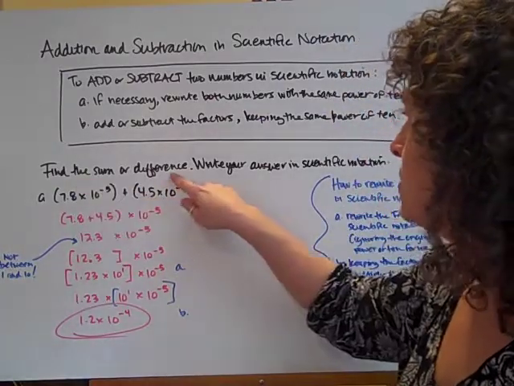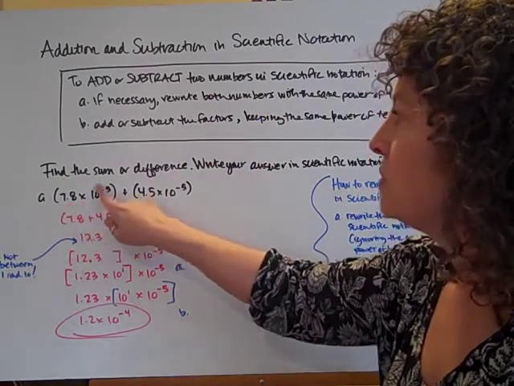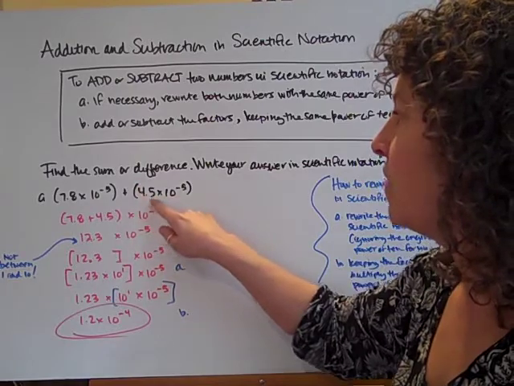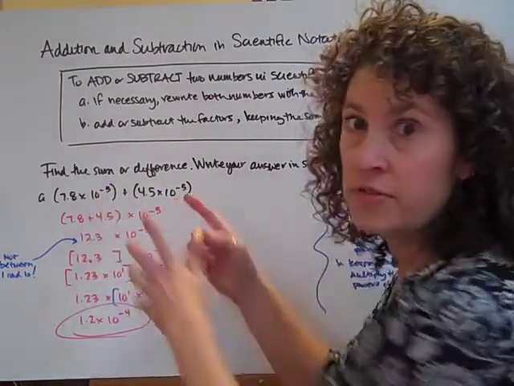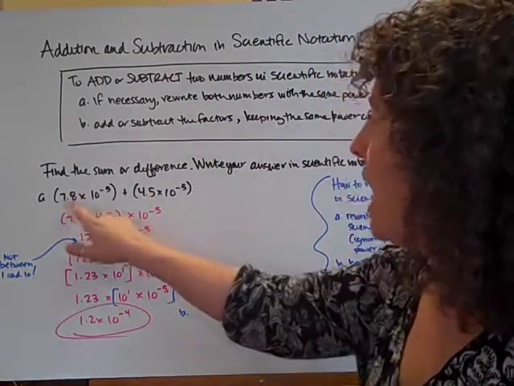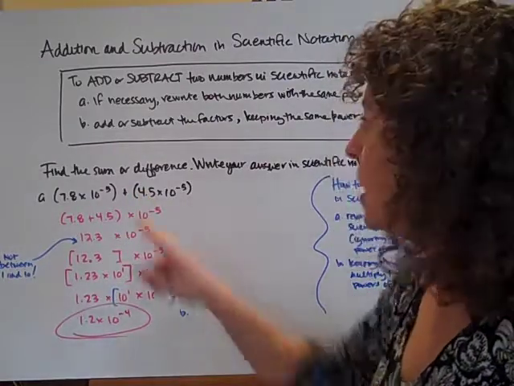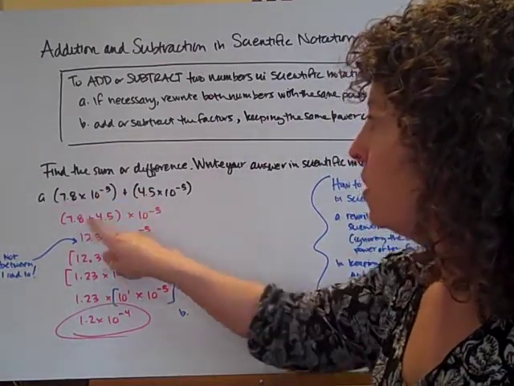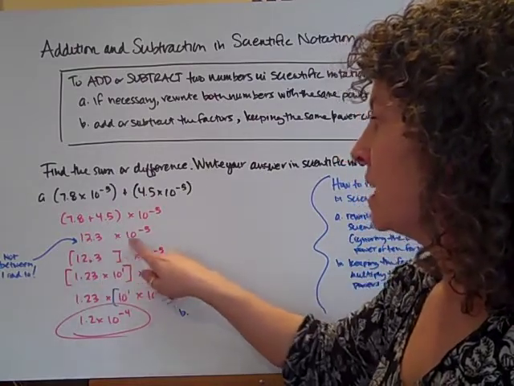So find the sum or difference, write your answer in scientific notation. So we're going to start with 7.8 times 10 to the negative fifth plus 4.5 times 10 to the negative fifth. So you notice that these are both 10 to the negative fifth, so they're like terms. I want to think about them that way. So what I'm going to do is add my factors that are at the front, and I'm going to keep the power of 10. So I've got 7.8 plus 4.5, that gives me 12.3 times 10 to the negative fifth.